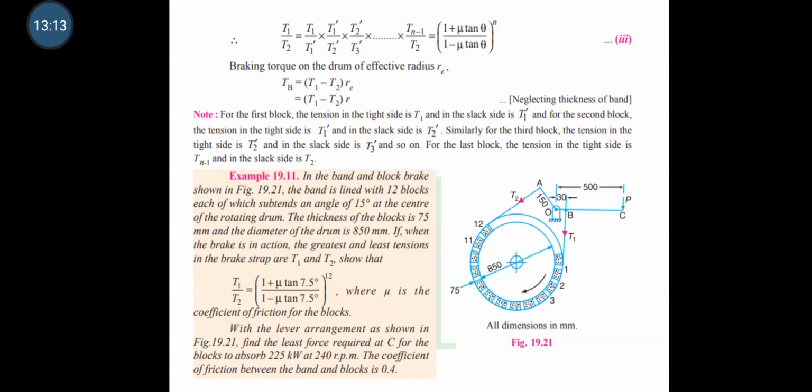Within the lever arrangement as shown in the figure, we have to find the least force required at C for the blocks to absorb 225 kilowatt at 240 rpm, and the coefficient of friction between the band and the block is 0.4. First you have to see the picture: a circular wheel of diameter 850 mm, having 12 blocks.